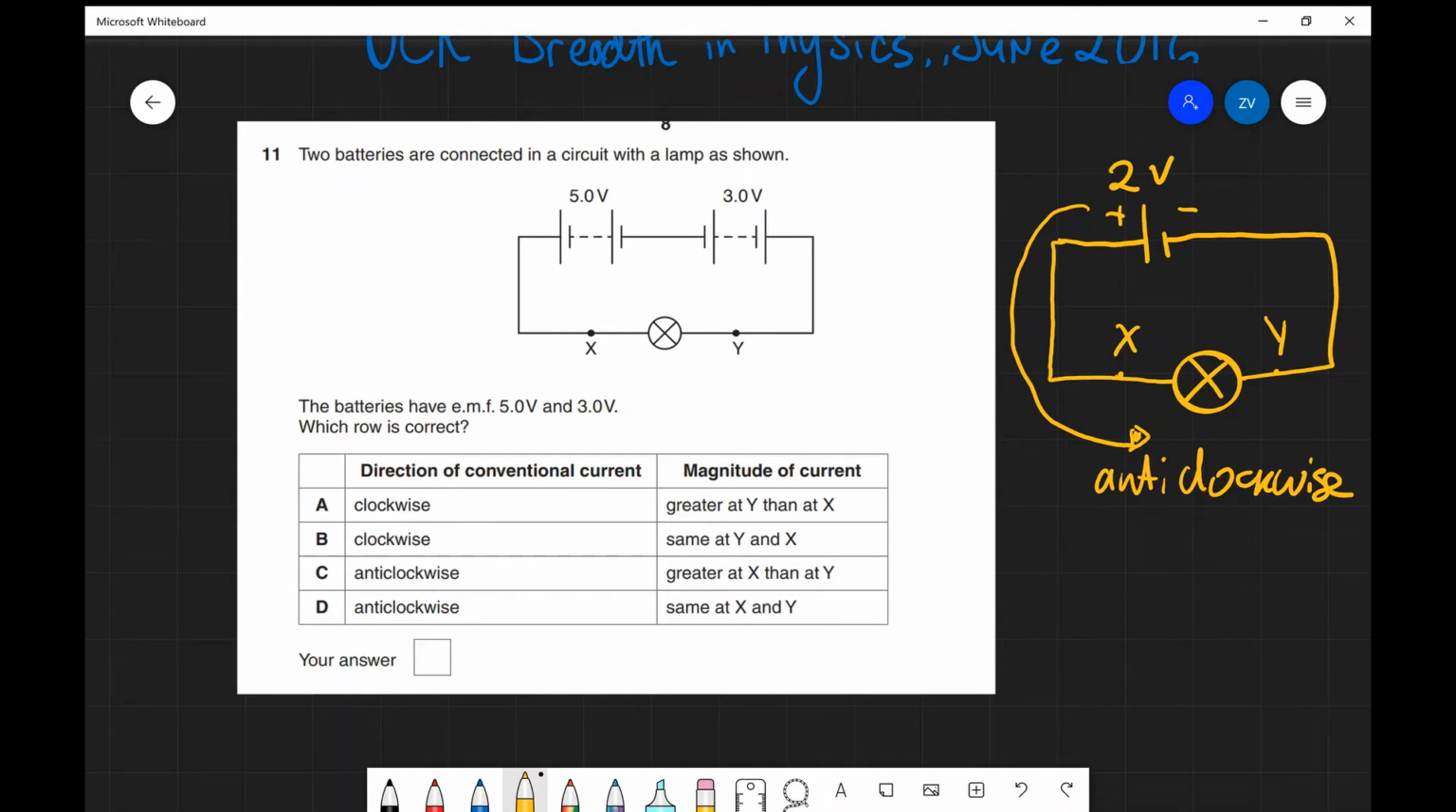And if it's anti-clockwise, it's either going to be C or D. Points X and Y, well, those two points are part of a series circuit, so they're going to have exactly the same current going through them. There's no loops or junctions for the current to go through. So the answer has got to be D, anti-clockwise. The magnitude of the current is the same at X and Y.